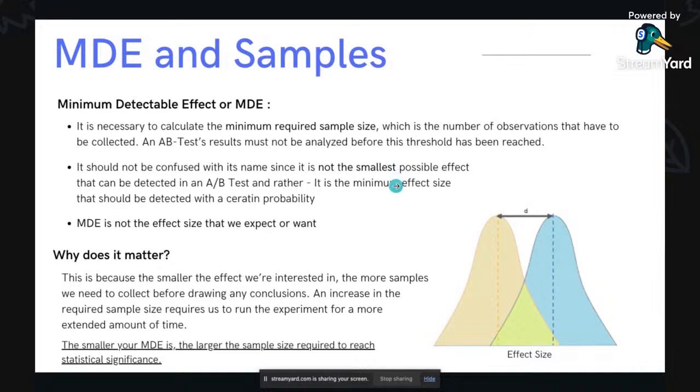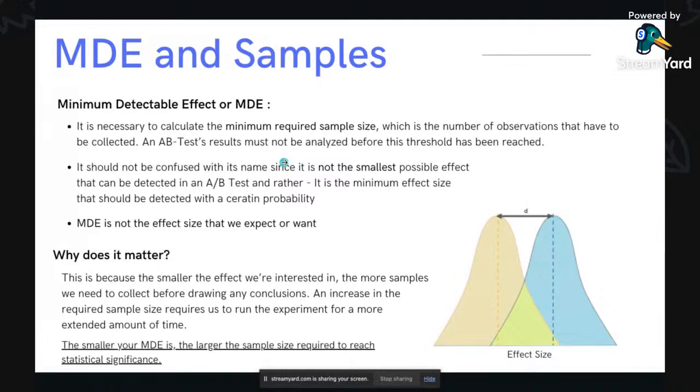Minimum is just the bare minimum that has to be achieved. And MDE is not the effect size that we are expecting or want. It's not at all what we want to observe. It's just a kind of threshold that we set for us to determine the sample size.